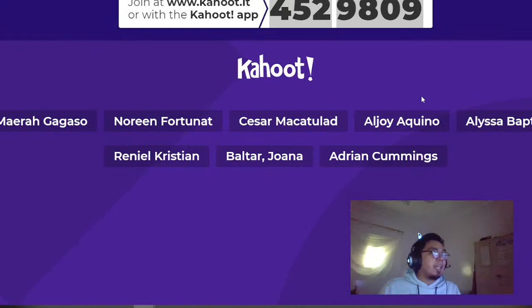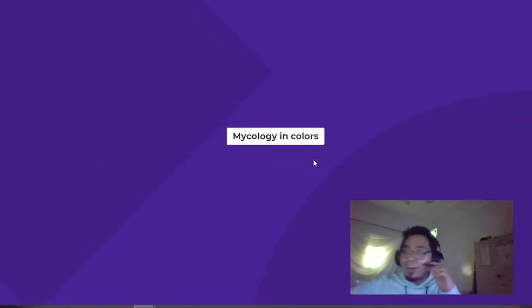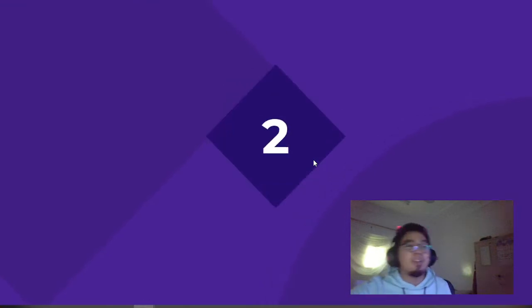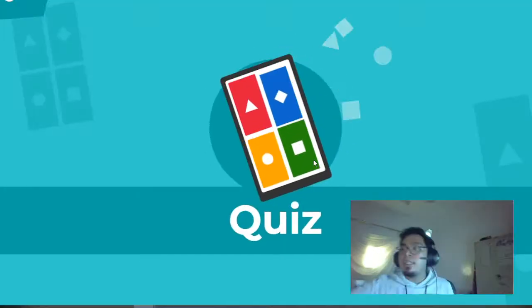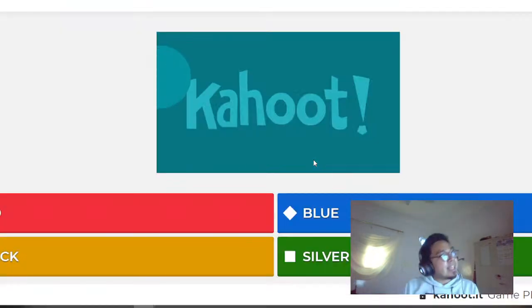Okay. So again, your choices will be on your screen, but the answers you have to press on your devices, okay? Clear? We can start? All right. This is mycology in colors. So hopefully you guys still remember last week's lecture because this is the question. These are a set of questions that you might remember. Color of fungal elements stained with LPCB.